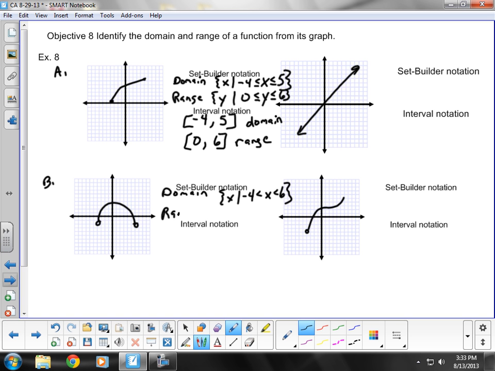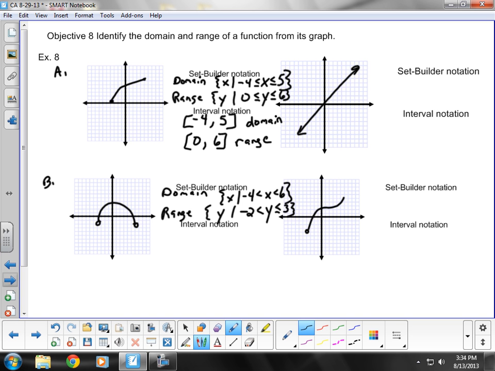Now on the range, remember the range is talking about the y values, how far up and down. It's all the y's such that, now I start at -2, that's my lowest value, and it can't be equal to -2 because they're both open. But look at the top here. This goes all the way up to 3, but I've actually got a solid line through 3, so it's less than or equal to 3.